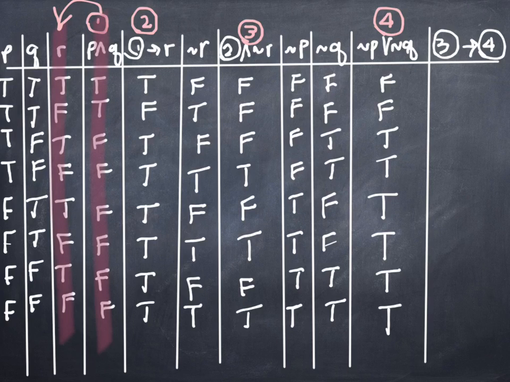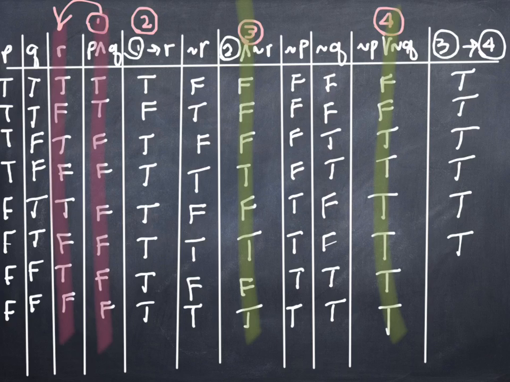Last column, 3 implies 4. So change colors. Here's 3. Here's 4. I'm starting with 3, going to 4. So false implies false is true. False implies true. True implies true. False implies true. True implies true. False implies true. True implies true. And what do you see? It's valid because this is a tautology.